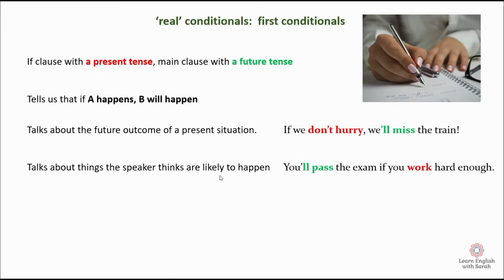First conditionals talk about things the speaker thinks are likely to happen. So I might say this to a student: you'll pass the exam if you work hard enough. And I think this is likely because I see this student working. This student always does her homework. She always comes to class. She works really hard. So I think this future situation is likely to happen. And again, look, I've changed the order of the clauses and I've taken away that comma in the middle.